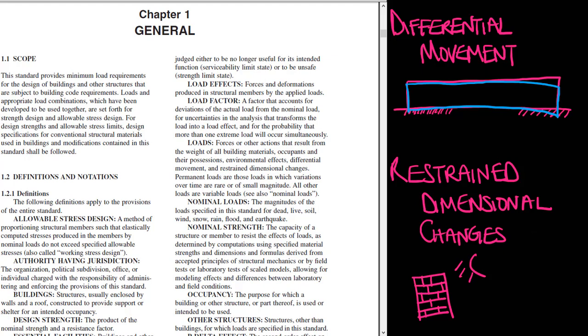If there are enough control joints along that veneer wall, the brick can expand and contract freely. But if the dimensions of the wall are restrained, then there will be stresses that develop inside the brick and potentially cracking.